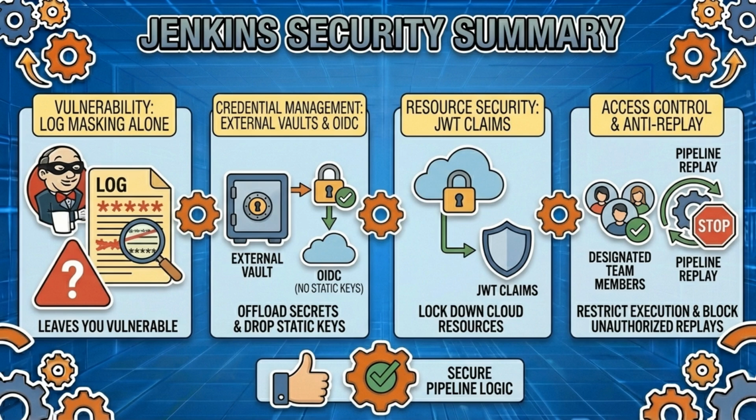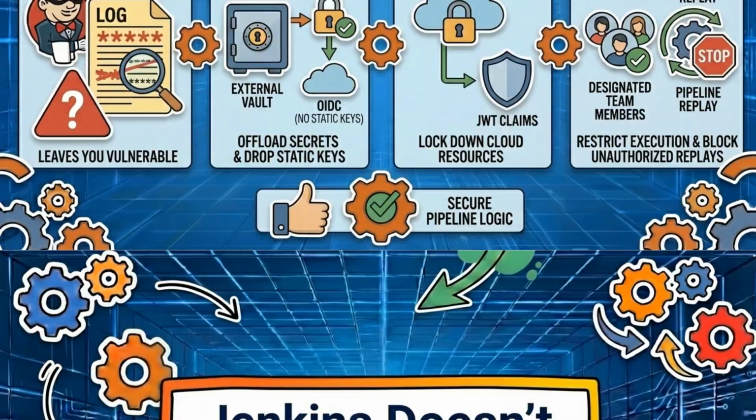Offload your credentials to external vaults. Implement OIDC to drop static keys. Lock down your cloud resources using JWT claims. Restrict execution permissions to designated team members. And always programmatically block unauthorized pipeline replays to ensure your logic cannot be weaponized.